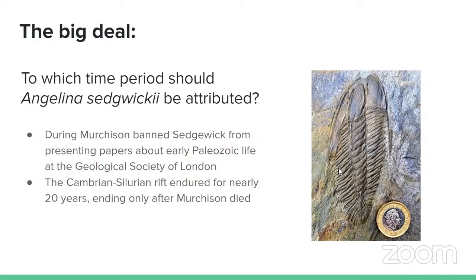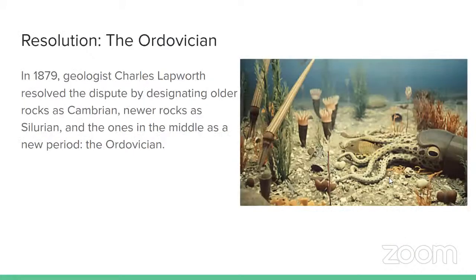So that's my favorite fact about the Ordovician, because the reason it exists is to describe that time period they were fighting over. Charles Lapworth decided that we should just separate it out: the clearly old stuff would be the Cambrian, the newer stuff would be the Silurian, and the segment in the middle that had been alternately assigned to either one, depending on whose side you were taking, would be its own period, the Ordovician.